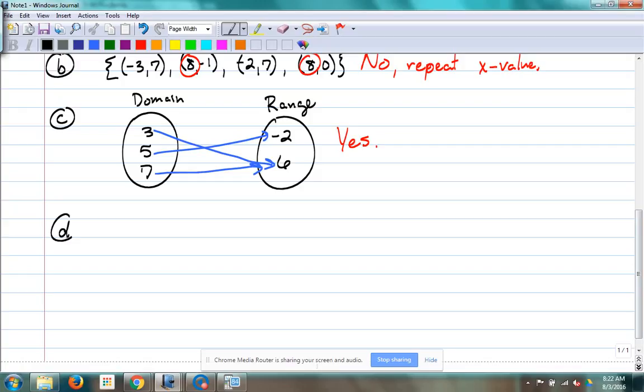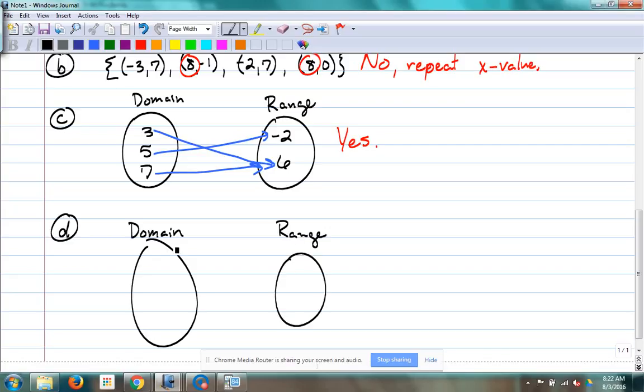Example D, domain, range. Let's put some numbers in there. 3, -5, 8, 7, -9, 10.